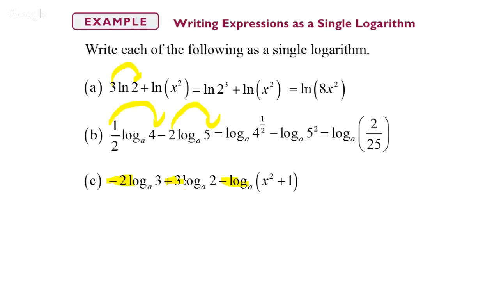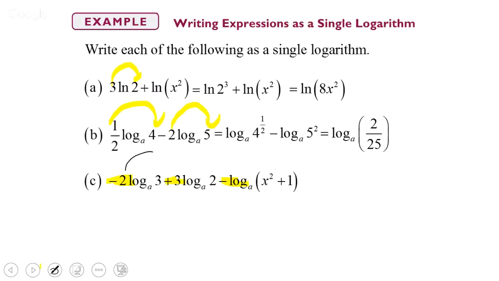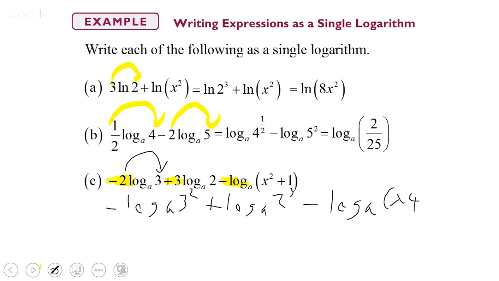Okay, so here I can bring that 2 and make it into a power. So that's going to be a negative log a of 3 squared plus log a of 2 cubed minus log a of x plus 1. Supposed to be plus.